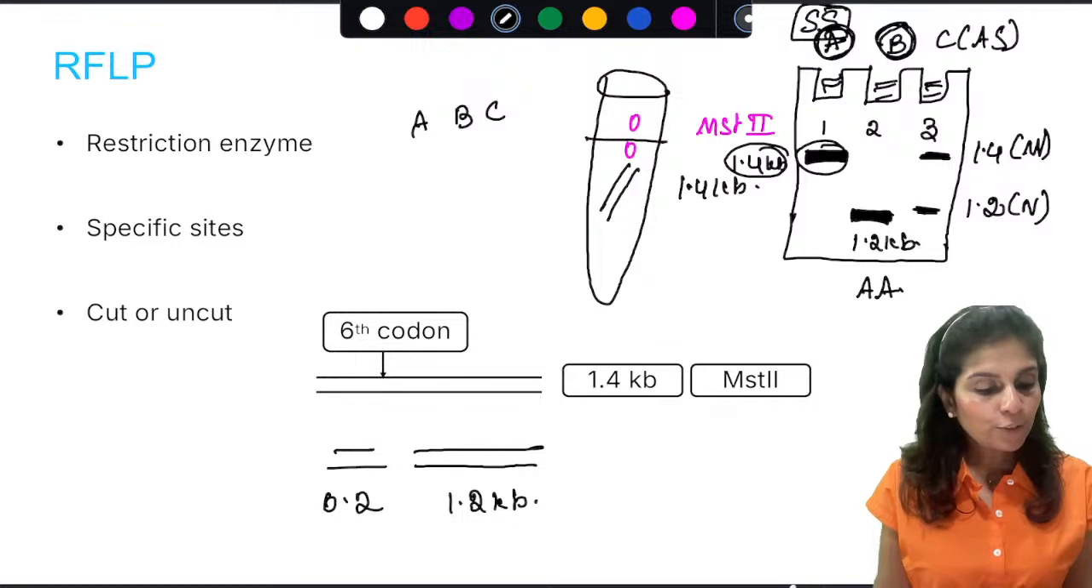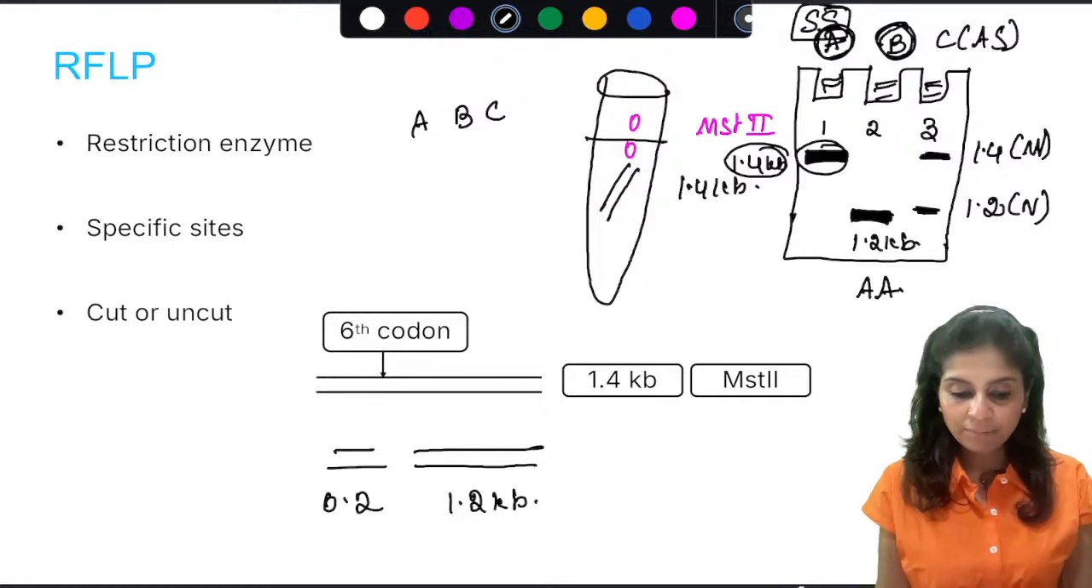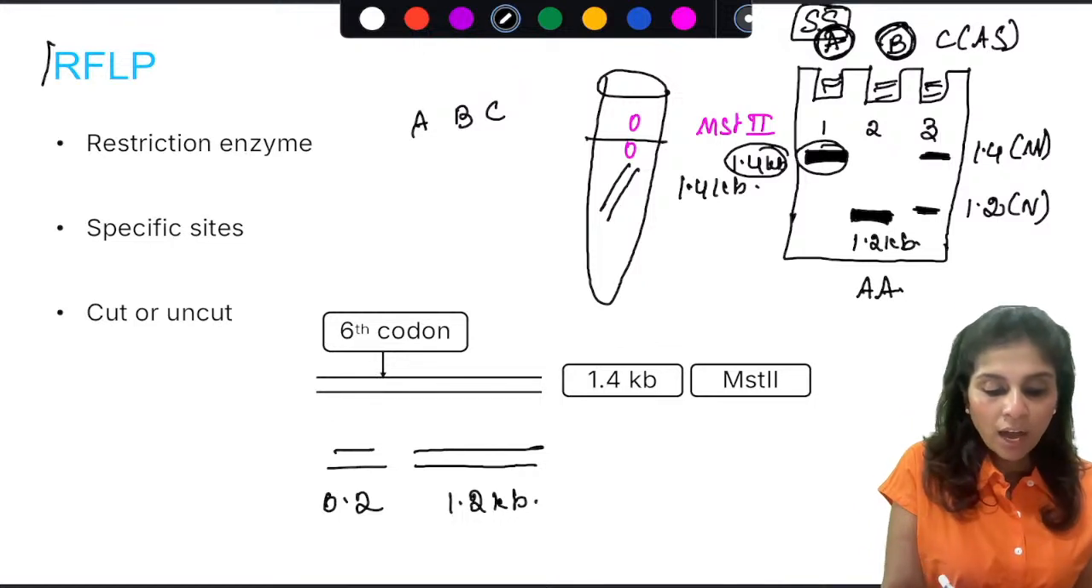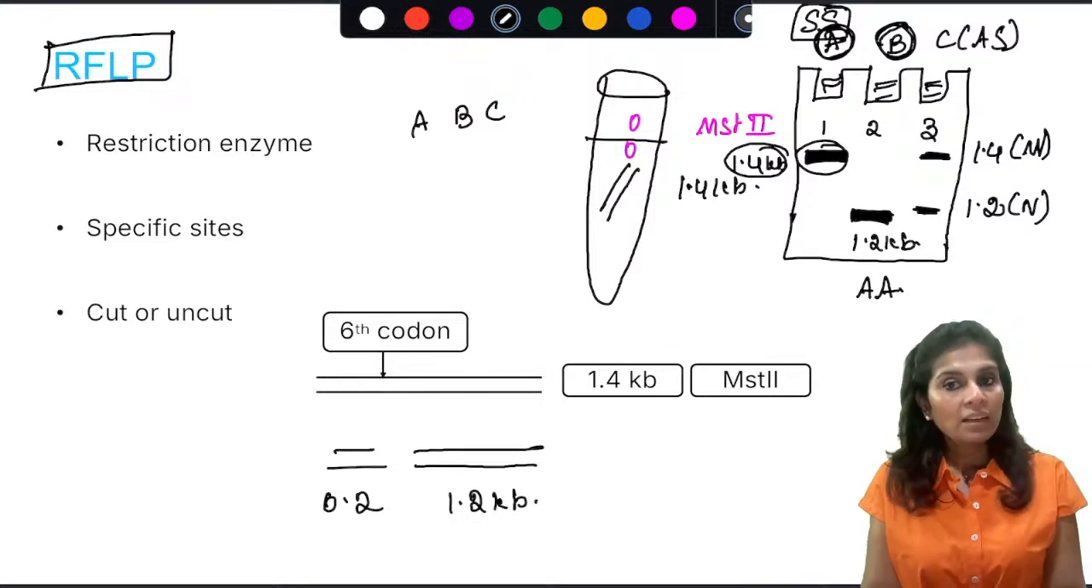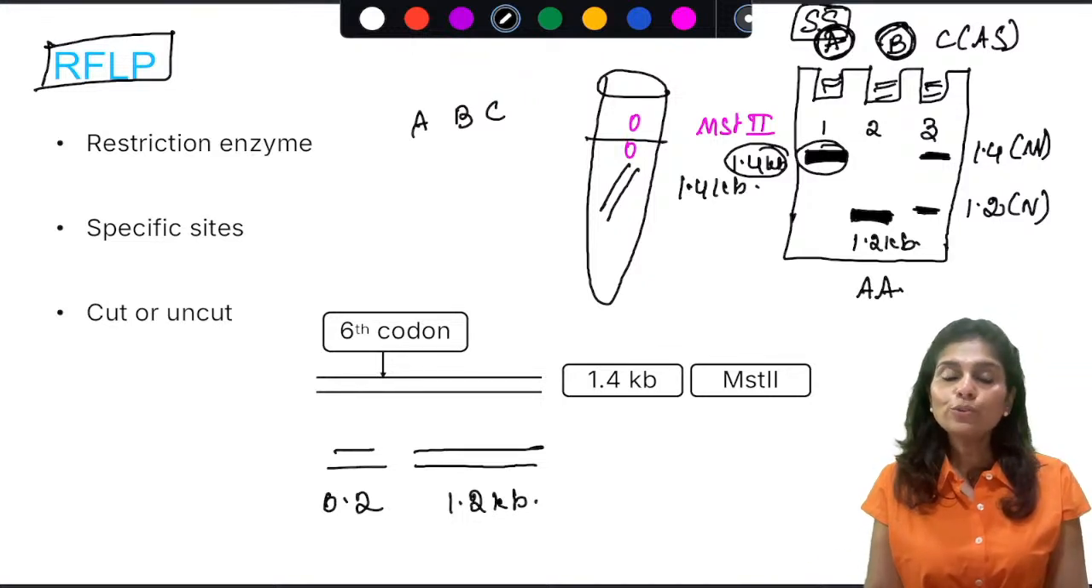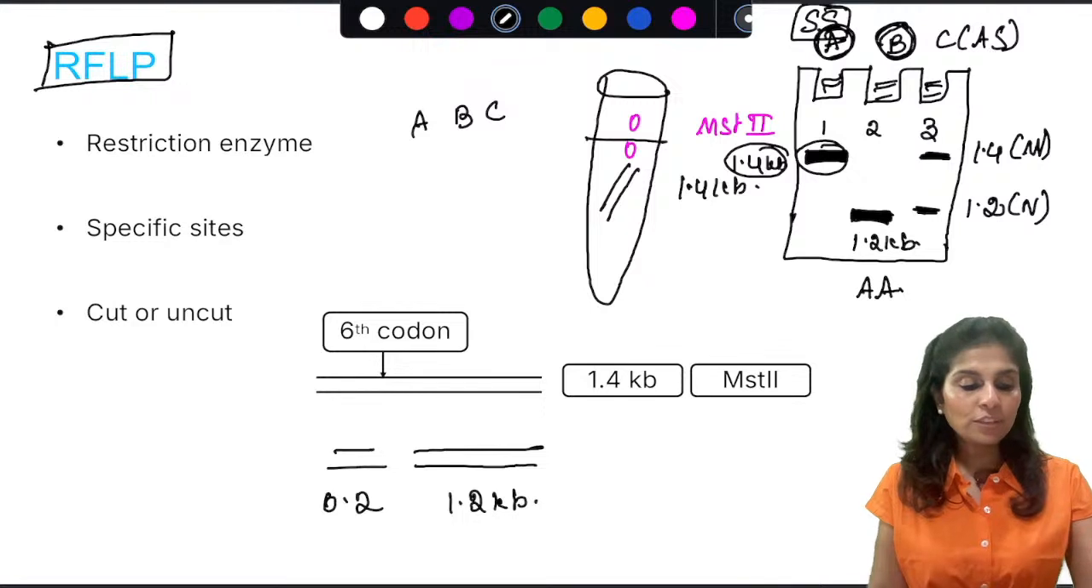If you have understood this, can I see a thumbs up, please? This is about how RFLP can be used for disease diagnosis. Do you all understand this? So how do you use RFLP for disease diagnosis, all of you?